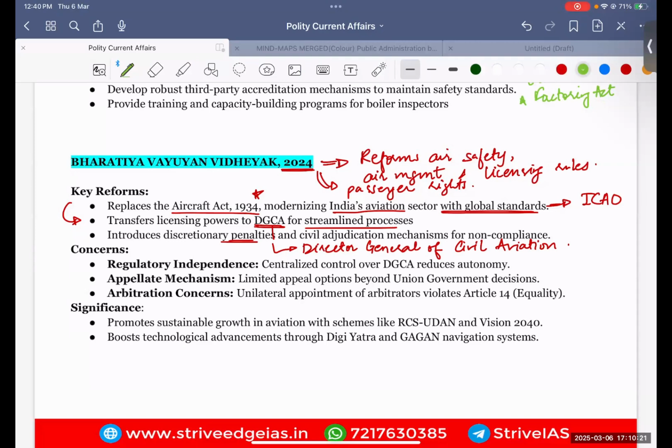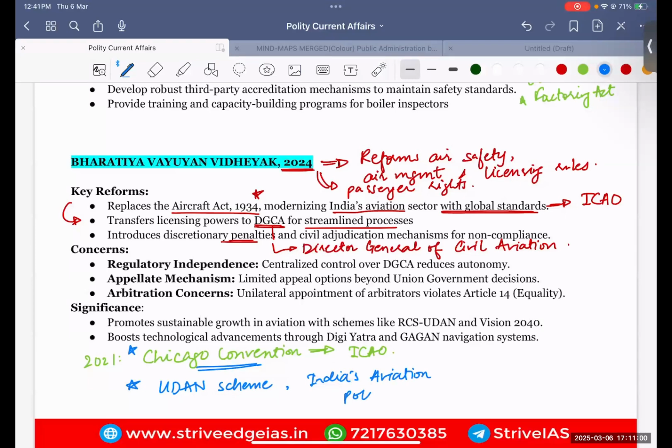Okay, with this, what else becomes important is because it was also asked in your previous year question. Okay, in May 2021, it was asked about the Chicago Convention. What is the Chicago Convention? ICAO is also known as the Chicago Convention. So this becomes important. You have to read about the Chicago Convention. What else can you read? Our domestic schemes, जैसे UDAN scheme. Okay, India's aviation policy, GAGAN navigation systems, Digi Yatra. All these things form an important part of your prelims prep.